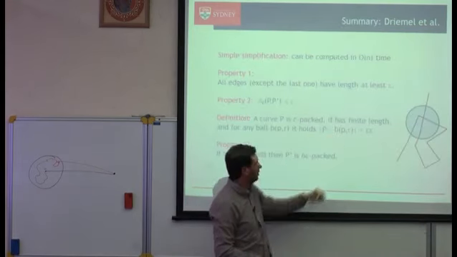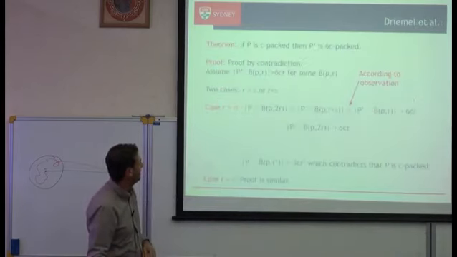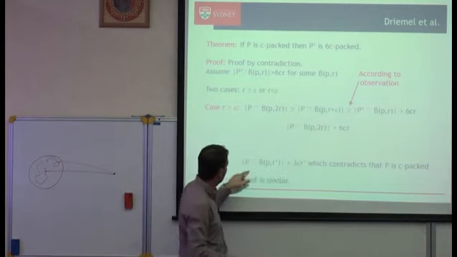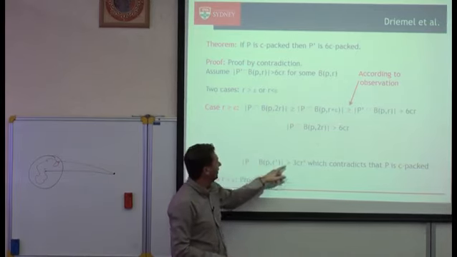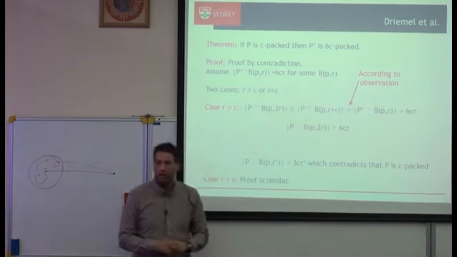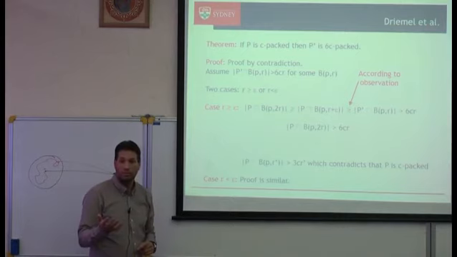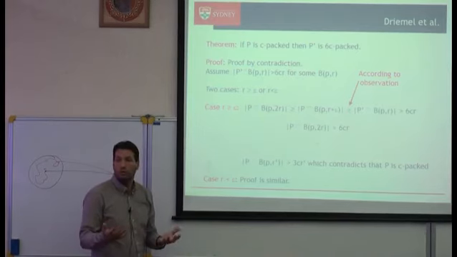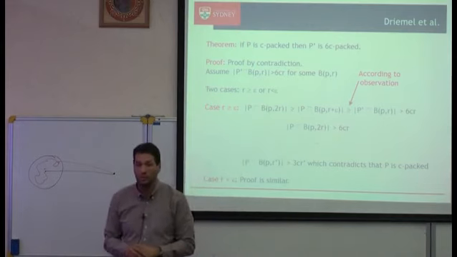But that implies that if I set R prime to be 2R, then the amount of the path inside this ball is greater than 3CR, which means that it's not C-packed. So the original curve cannot be C-packed if this is true. And that's a contradiction, and we are done.